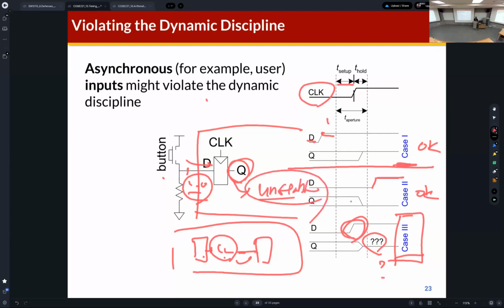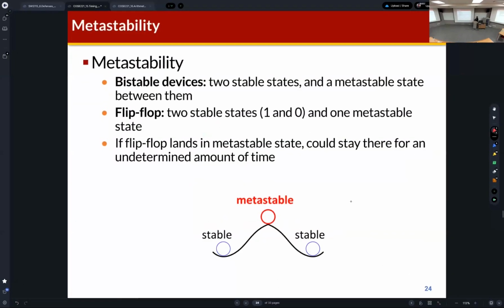And then what will happen if the input signal changes during the aperture time? So this situation is called metastability. Actually, this case is called metastability. So metastability means that the state of this system or flip-flop or sequential logic is in the unstable state. That is called the metastability. Then what is the unstable state?